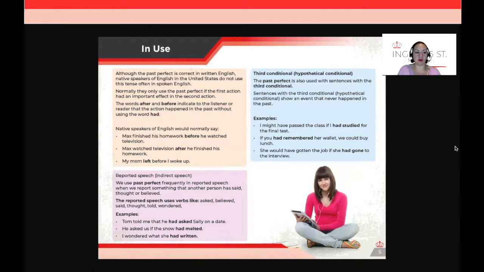So let me ask you finally, do you have any questions about the structure and the use of the past perfect simple? No, I think we are good.